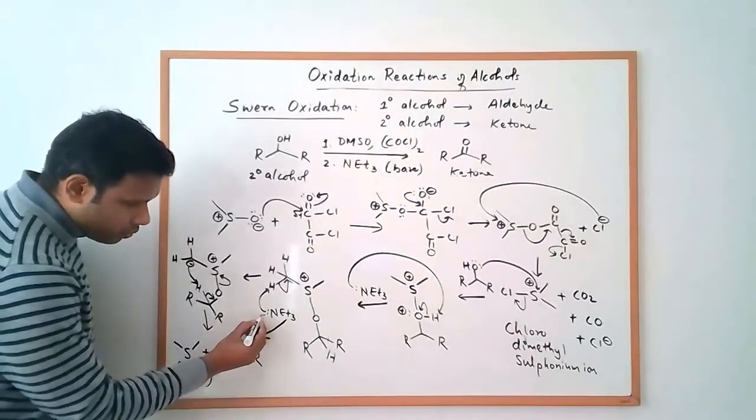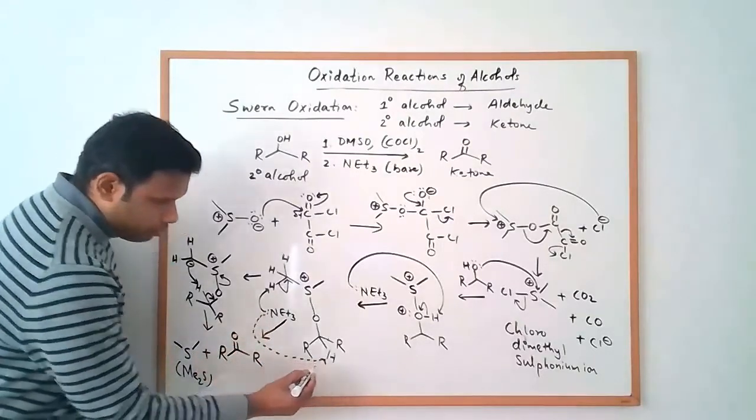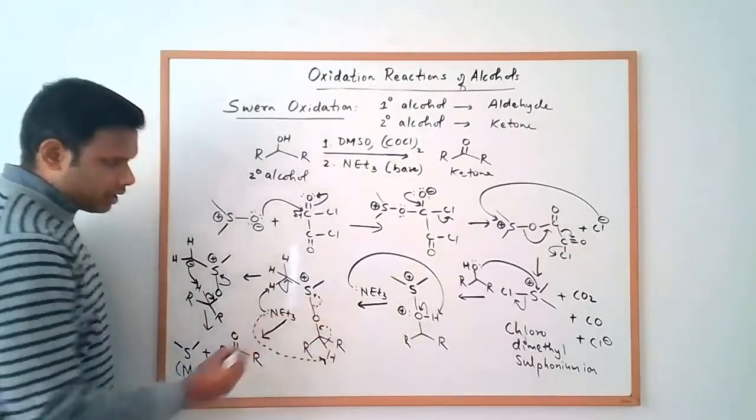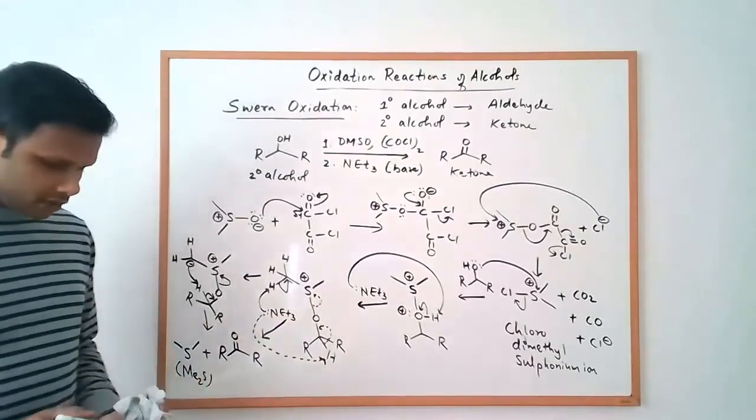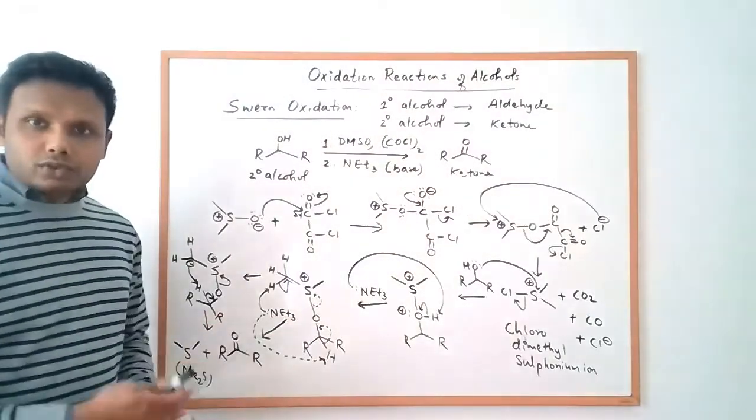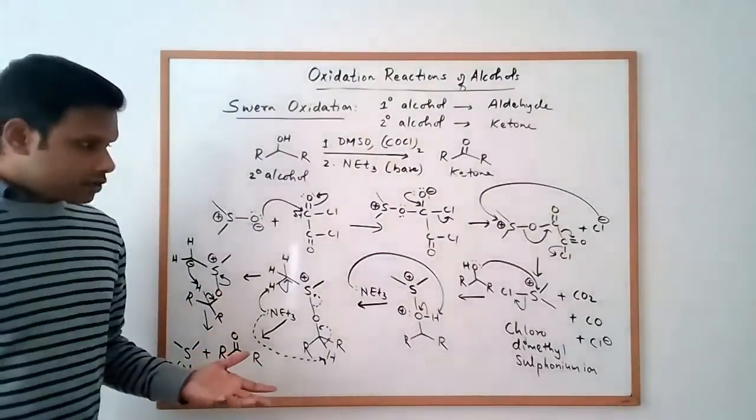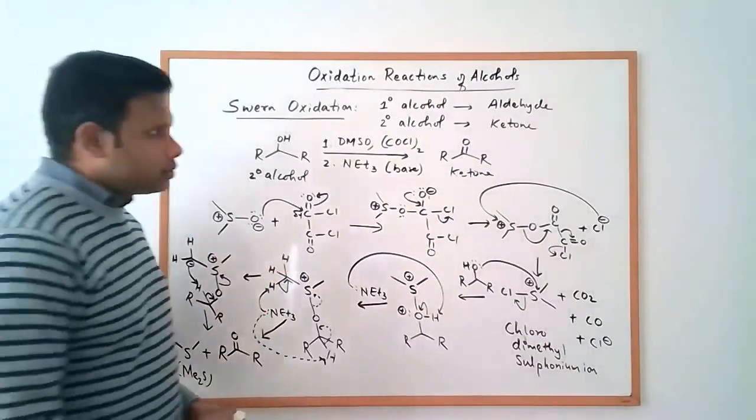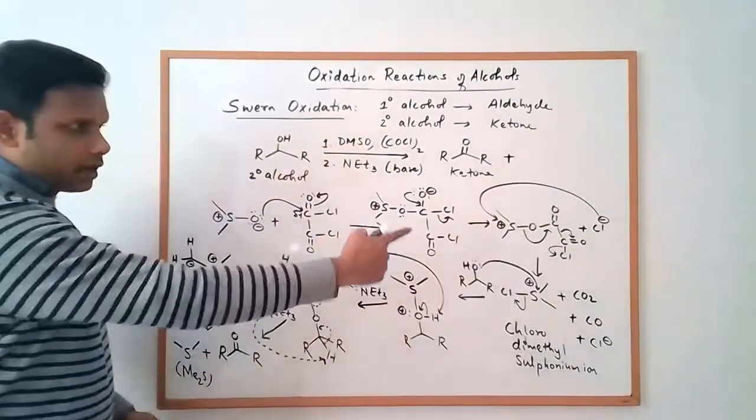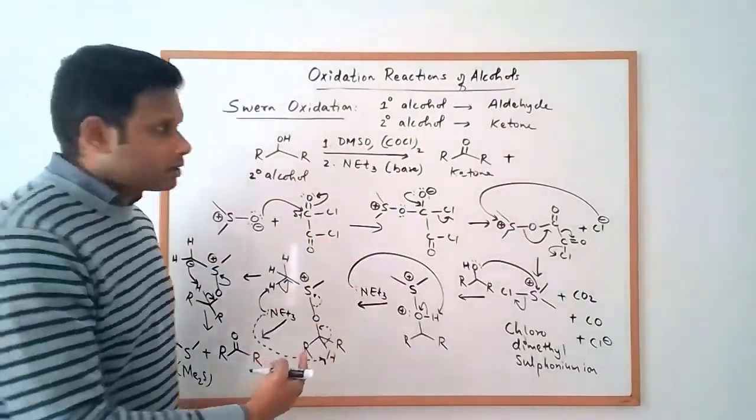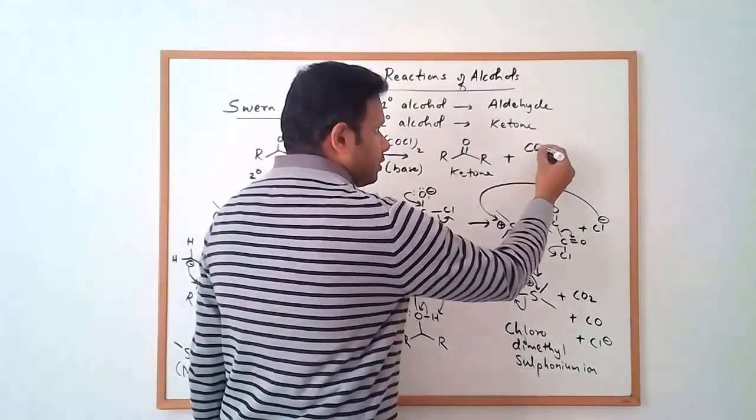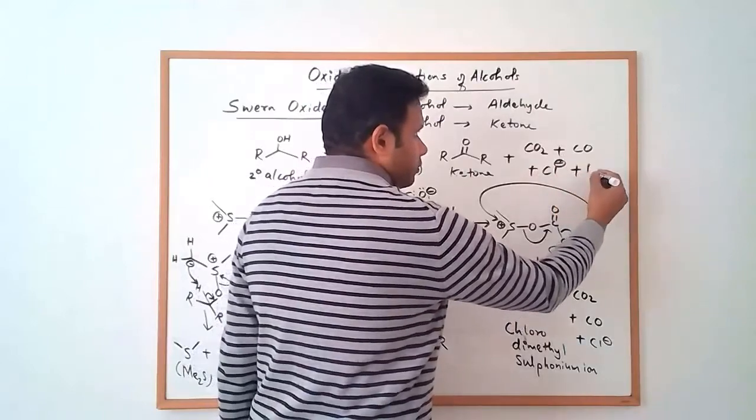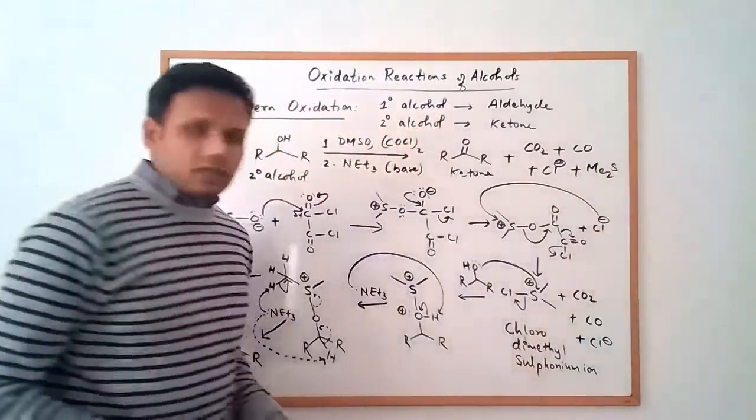So we looked at two possibilities. One was that the base could deprotonate that hydrogen. Electrons from here could go there, and that would also bring us here. But those are two schools of thought, the two proposed mechanisms for this reaction to happen. But in the end, essentially, we convert that secondary alcohol into the ketone, and now if you track down all the side products that are formed, we've made carbon dioxide, carbon monoxide, chloride, and dimethyl sulfide.